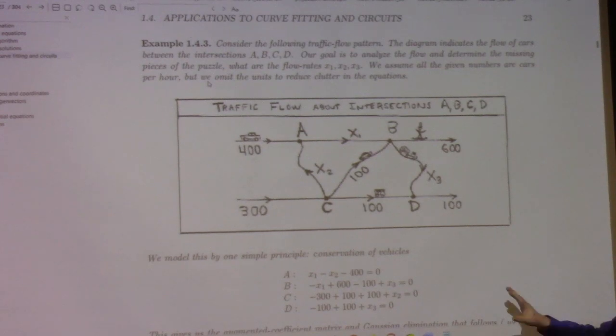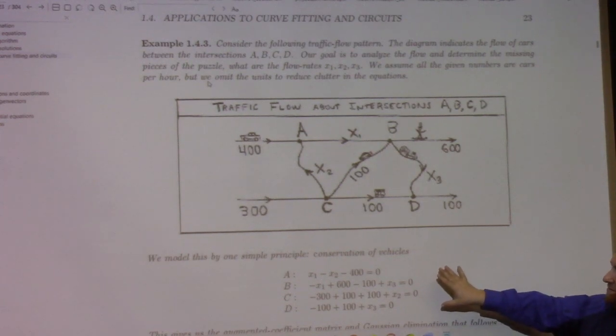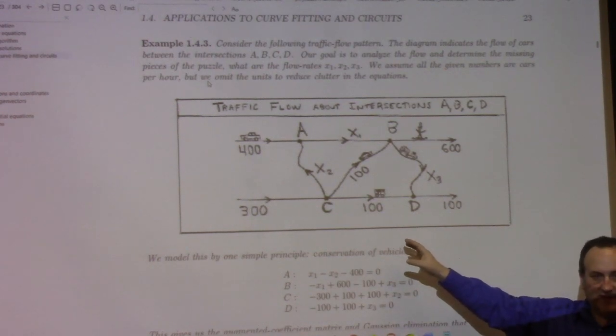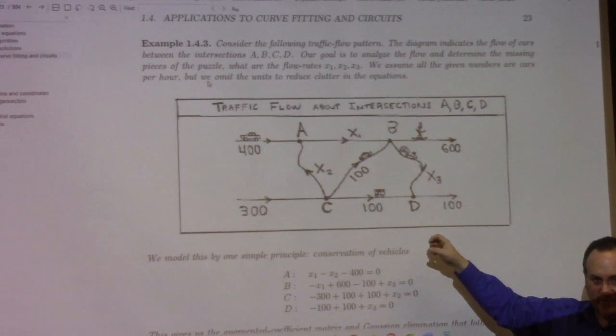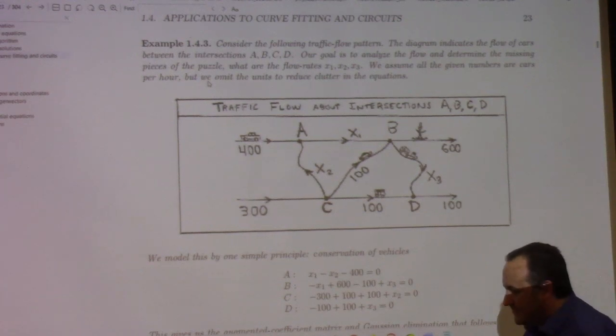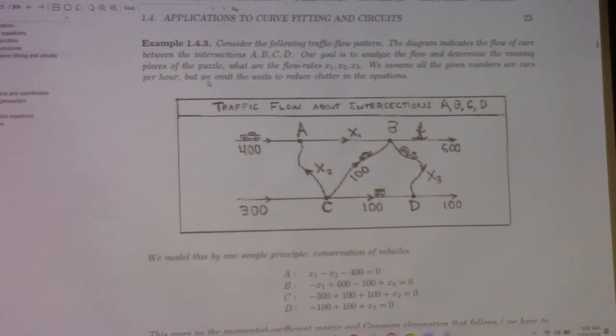And so the principle here is conservation of vehicles. Number of cars in equals number of cars out, right? None of the intersections are like a car manufacturing plant that are making cars and inserting them onto the road, right? We don't do that, okay? Same principle for circuits. And then anyway, you get a linear system, and then what do you do?